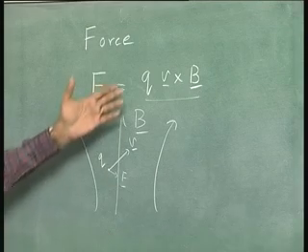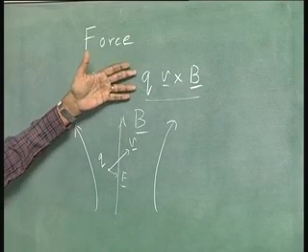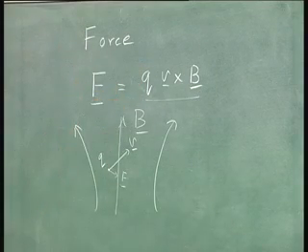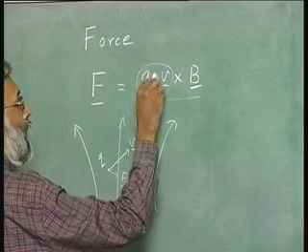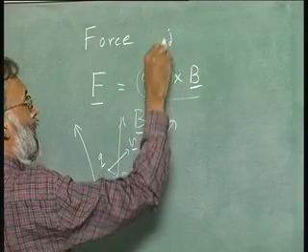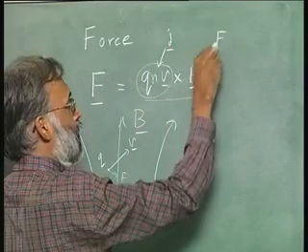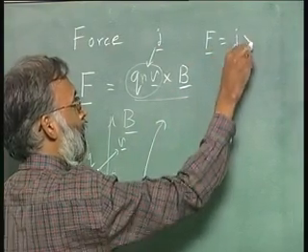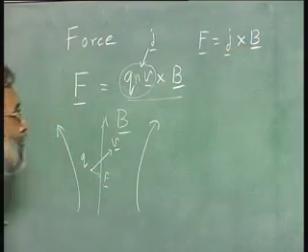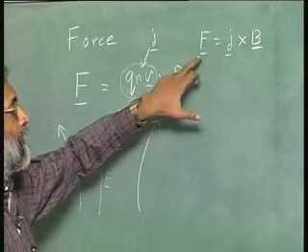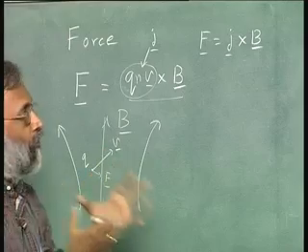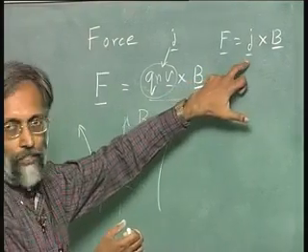And if you take many charges and have them all moving together, then this qv multiplied by n becomes J. So, the force is sometimes also written as force is equal to J cross B. That is, the current density crossed with the magnetic field is the force per unit volume.